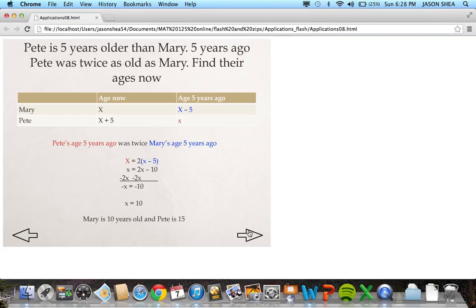Note, at this point all we have is x equals 10. If you look, the question says find their ages now. So we're supposed to have 2 answers, and I need to know what those answers are. X equals 10 doesn't tell me whether it's Mary's age or Pete's age. How we figure this out is if x equals 10, then every x in that chart we've made is equal to 10. We're curious about what their ages are now, so we're going to plug in 10 into the column where we have ages now, making Mary 10 years old, and Pete 10 plus 5, which is 15.